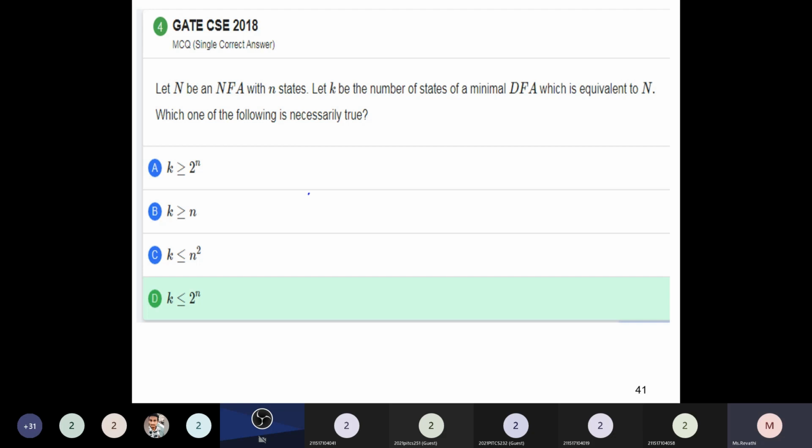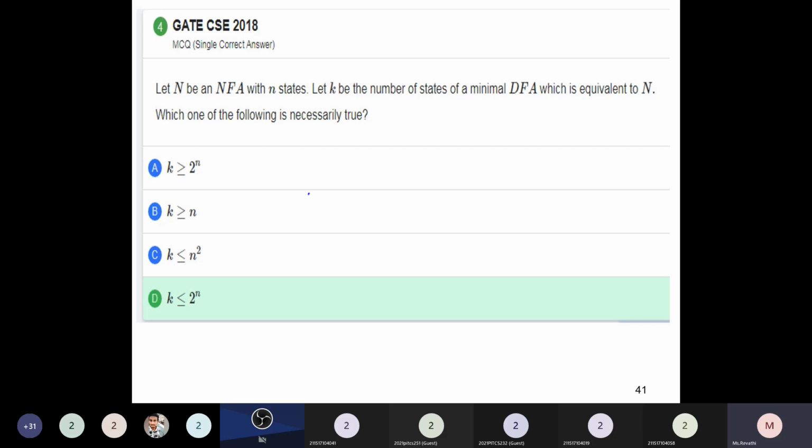Which one of the following is necessarily true? So what is k? k is the number of states of the minimized DFA, but for the NFA, the number of states should be 2 power n. We know that the number of states required is related to the length of the string. If the length of the string is n, we need 2 power n states to design the DFA or NFA. So here k is the number of states in the minimized DFA. The options: k greater than or equal to 2 power n, or k greater than or equal to n, or k less than or equal to n square, or k less than or equal to 2 power n.